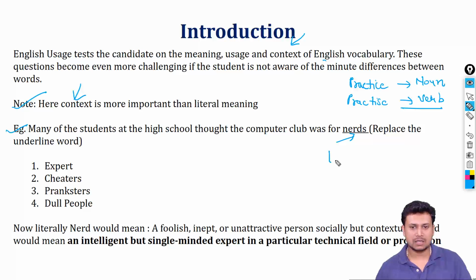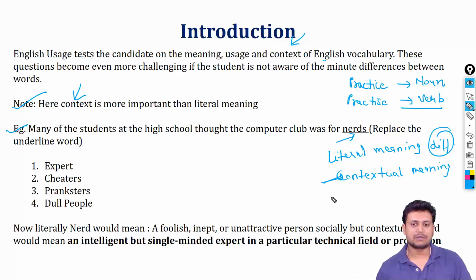Now, as you see, the literal meaning can be different than contextual meaning. So, since there is a difference, we always prefer contextual meaning, and therefore, from the context, it seems it can't be cheaters, it can't be pranksters, it can't be dull, it has to be an expert. So nerds basically are experts or intelligent people who particularly excel in a particular field or a profession.